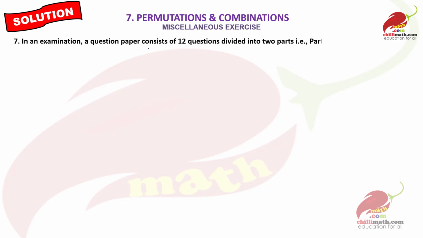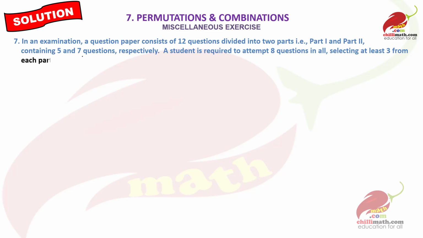Seventh question is, in an examination, a question paper consists of 12 questions divided into two parts, that is part 1 and part 2, containing 5 and 7 questions respectively. A student is required to attempt 8 questions in all, selecting at least 3 from each part. In how many ways can a student select the questions? Okay, there are 2 parts.